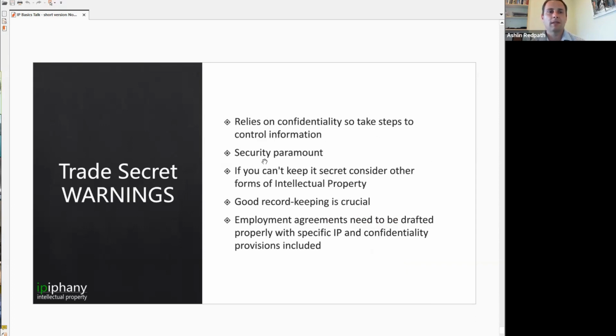Good record keeping is really important with trade secrets to show that you did have ownership of that information, so that if it does pop up in your competitors' products, then you can say, hello, we own that, we can trace it came from our employee or a breach of IT systems or so on.